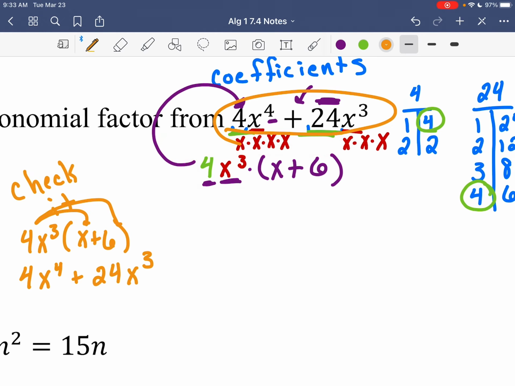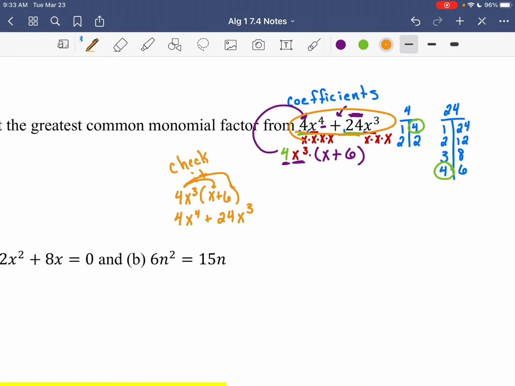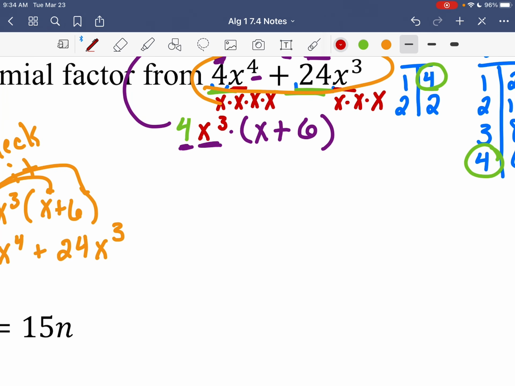Okay, so that's, again, factoring out that greatest common factor. So sometimes we'll have to do that first to solve it. Now that I have it all factored out, if this wasn't an equation, we could solve it. At this point, we're just factoring.